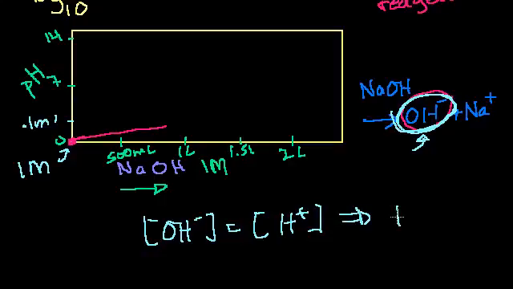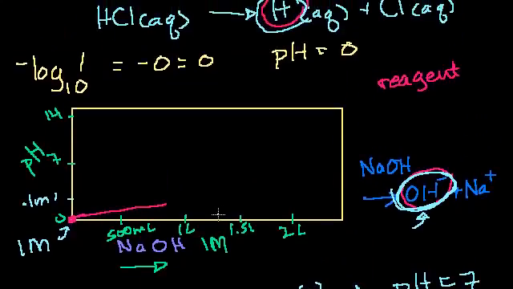This is just like water. You're at a pH of 7. So there's some point where your hydroxide concentration is equal to your hydrogen concentration, and your pH is going to be 7. And then above that, you're just adding more and more hydroxide. The hydroxide concentration is overwhelming your hydrogen concentration. And so you're going to get really, really basic.